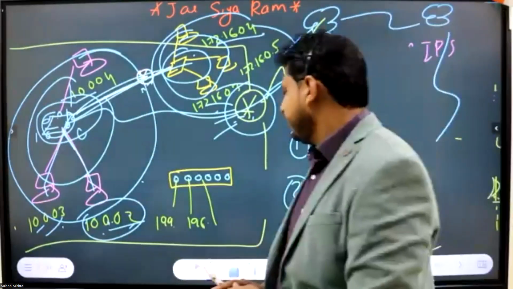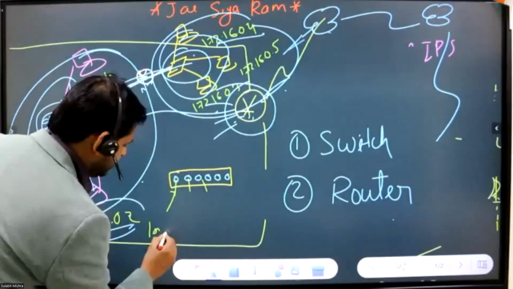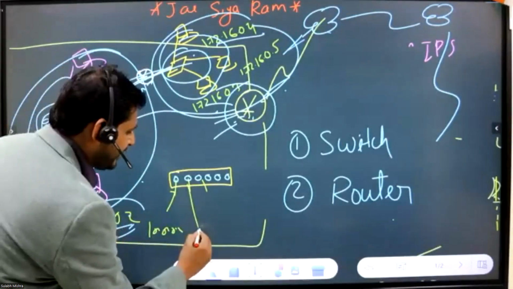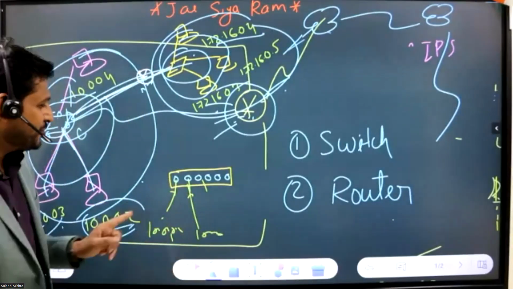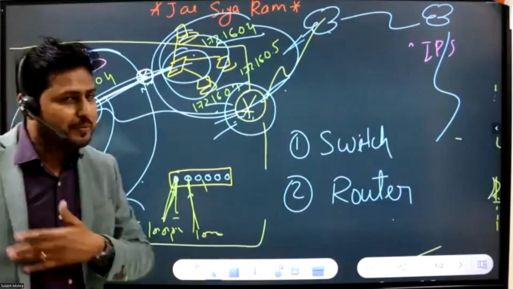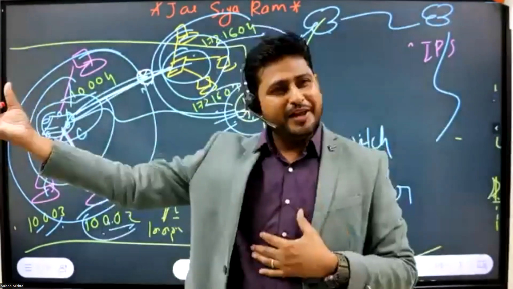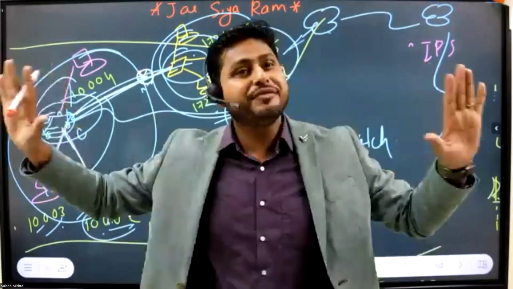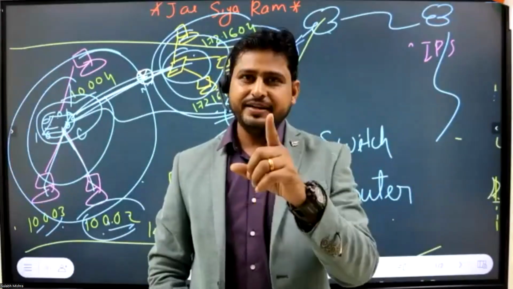You cannot, for example, if you have one computer with 10.0.0.2, connect 10.0.0.3, because this is the same range, right? Two router ports cannot be part of the same network. Communication will not happen at all. Yes or no? The ports of the router should be part of different networks. Understand? Clear? Any confusion?